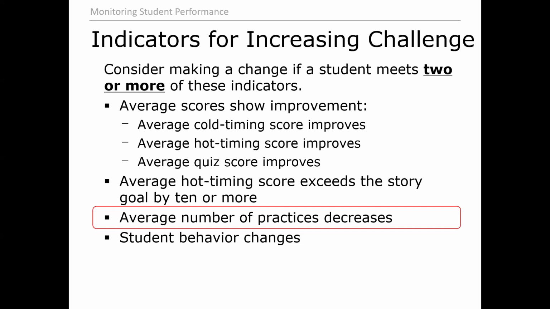Now let's say in November, you notice that, oh, now they're only having to practice 5 times. That means that in fewer practices, they're able to meet the same goal. So sometimes the number of practices will go down. The hot timing score, we won't see improvement because the practices are going down. So those two are connected in that way.